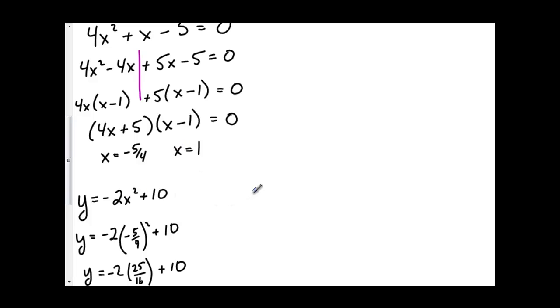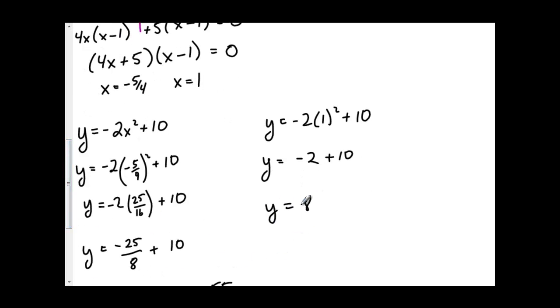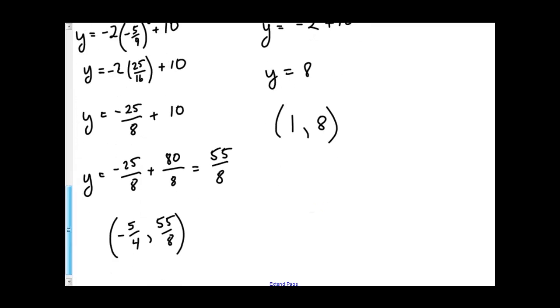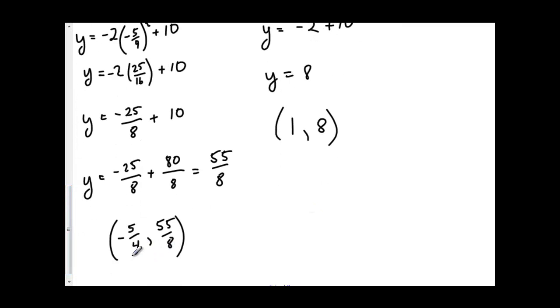My second solution, I'm going to take the same equation and substitute in a 1, which is going to be much easier. So I get y equals negative 2 plus 10, which means y equals 8, which means my solution is going to be positive 1, positive 8. So now I have two different solutions for my system of equations. One possible solution is x is negative 5 over 4, and y is 55 over 8. My second solution is x equals 1, and y equals 8.